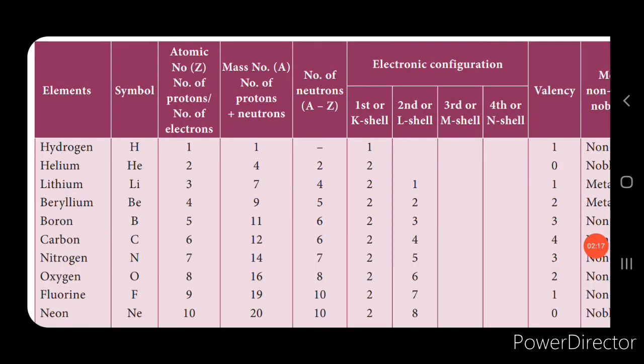Now I said that the elements with 8 electrons in their valence shell will be more stable and the valency will be 0. You can see neon in the last row. It consists of 8 electrons in the L shell, which is the valence shell. So the valency will be 0. And most of the inert gases or noble gases contain 8 electrons in their outermost shell, and the valency will be 0, so they will be less reactive.